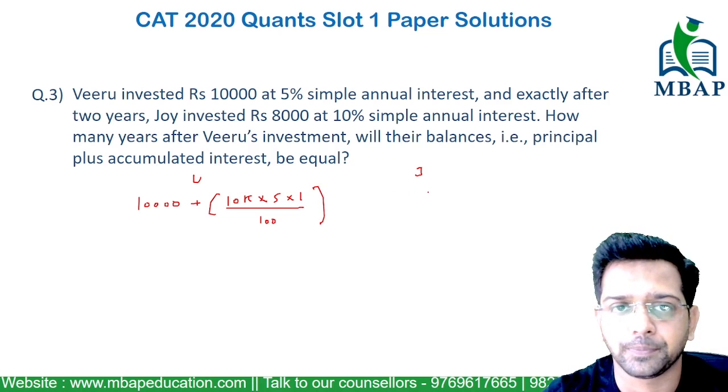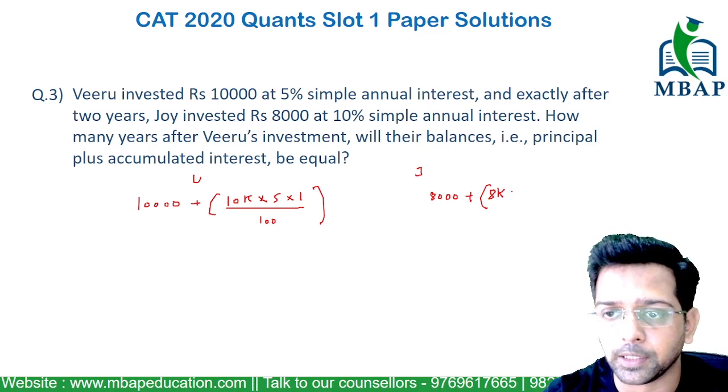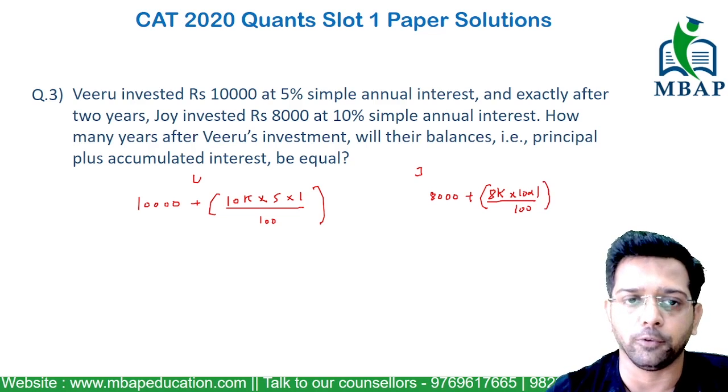Let's look at Jay. Jay is investing after 2 years, and he is investing 8,000. So my principal is 8,000, and my interest will be equal to how much? My interest will be equal to 8,000. Here I'm getting 10%, so 10 into 1 divided by 100. This is how the figures will look like for Jay and for Viru.